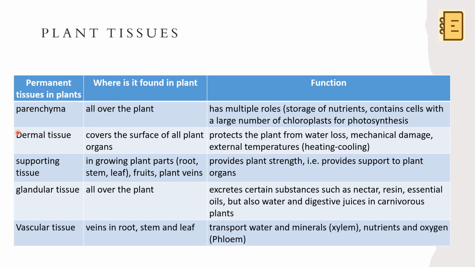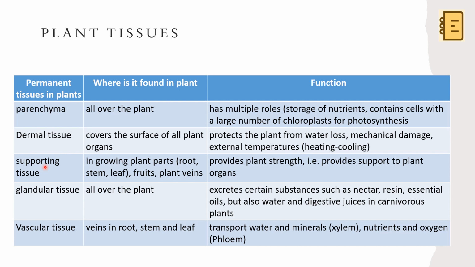The next one is dermal tissue. Dermal tissue will cover the surface of all plant organs. Like you have skin, in plants you don't have skin, but of course you have dermal tissue, which is also on the surface of all plants. This is like skin in humans, for protection. This is a layer for protection in plants. So it will protect the plant from, for example, water loss, mechanical damage, external temperatures, etc. Then, like in humans, you have skeleton, muscles, something that gives us support.